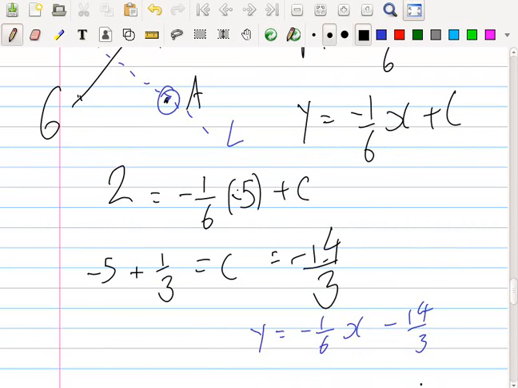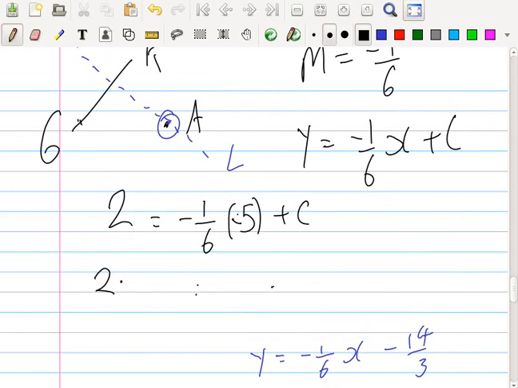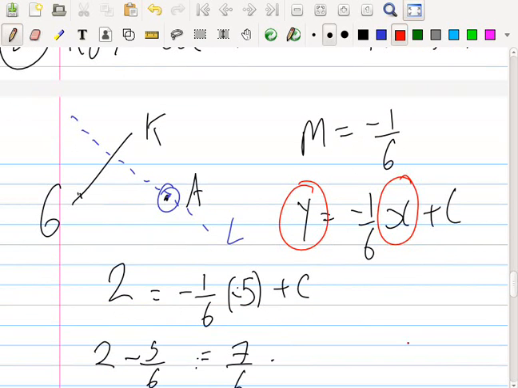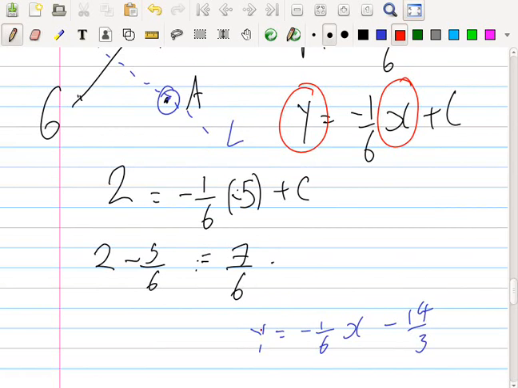Right, please recalculate. What should the C be now? I think it should be 17. Are you sure about that? No, wait. Yeah. 2 plus minus 5 over 6. What's that, 7 over 6? Yeah. Okay, 7 over 6. I put my x and y in the wrong way around. The x goes here, of course, and the y goes here. So it should be like that. Just the c is changed to 7 over 6.